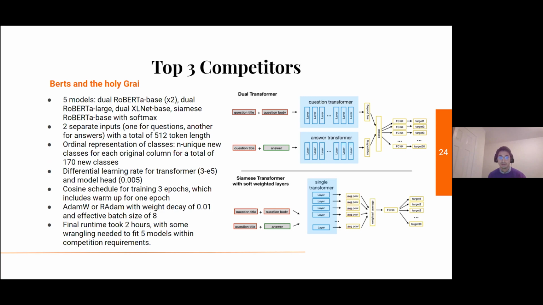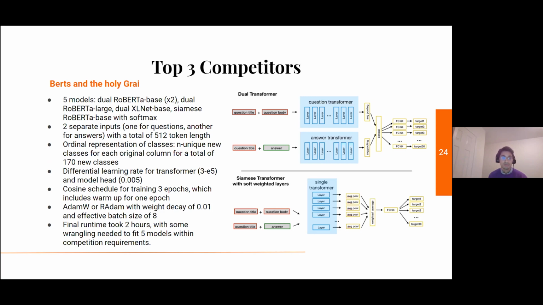They utilized a differential learning rate for the transformer of 3e-5, and for the model it was 0.05. They utilized a cosine scheduler for training 3 epochs, and 1 epoch they used for warm-up. And for optimization, they either used the AdamW or Adam with a weight decay of 0.01 and an effective batch size of 8. And they used the binary cross entropy for their loss function.